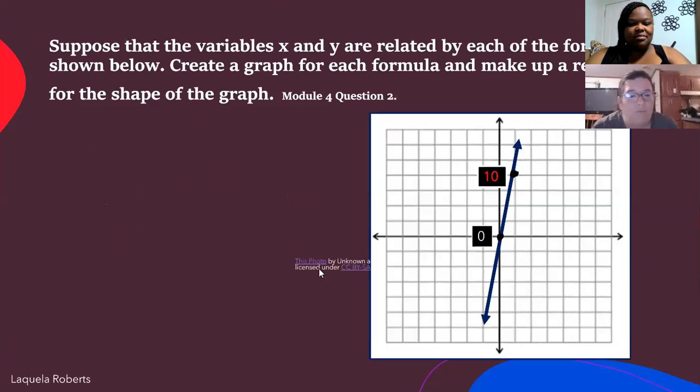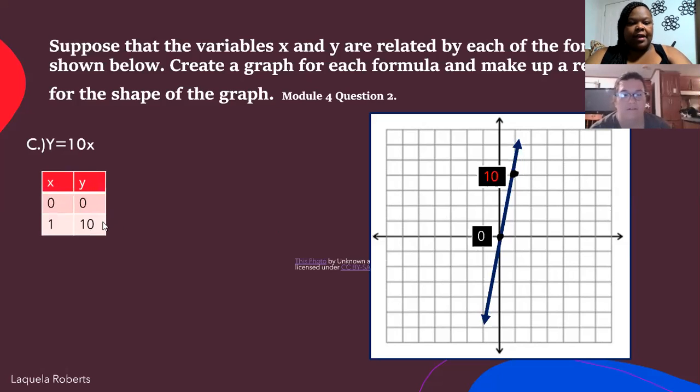So Miss Dominique, show that the variables X and Y are related by each of the formulas shown below. Create a graph for each formula and make up a reason for the shape of the graph. Y equals 10X. All right, so as you see, Y equals 10X.